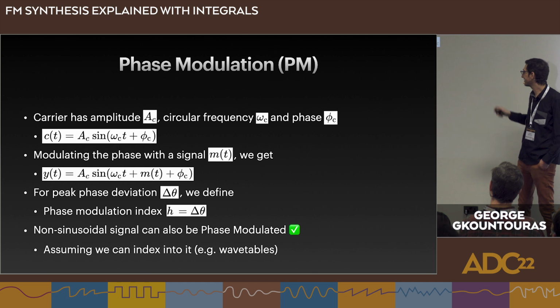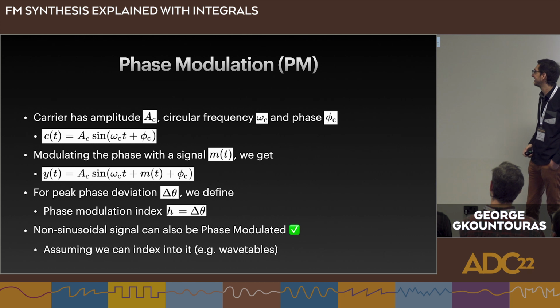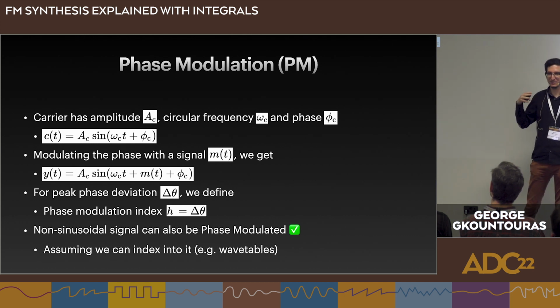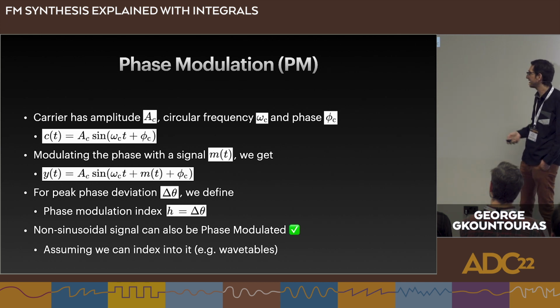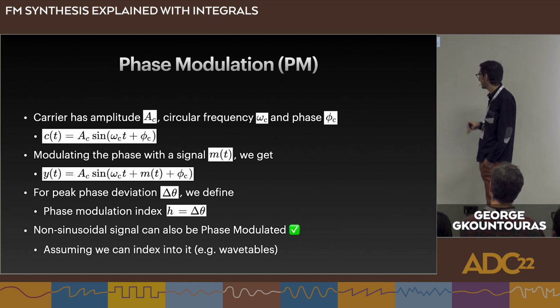So yeah, this is the math. It's a little boring, doesn't have much to say. You put a signal inside another signal, and you can change the phase, which is which part of the waveform, assuming it's cyclical, you're reading from. We also define a phase modulation index.